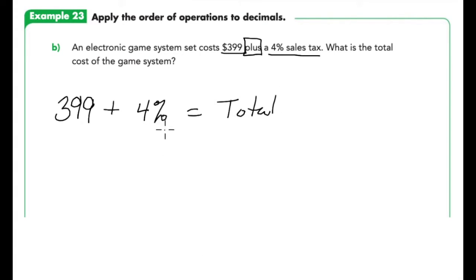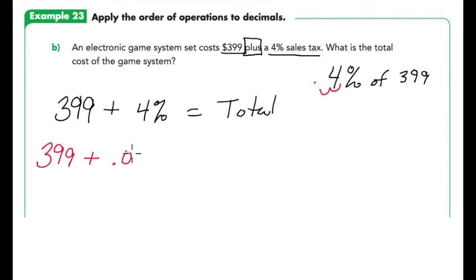We need to first figure out what 4% of 399 is. If we were looking at 4% of 399, well, that means we're going to multiply 4% by 399, but we need to first change this into a decimal. So as a decimal, 4%, we will move it over 2 spaces. That becomes 0.04.